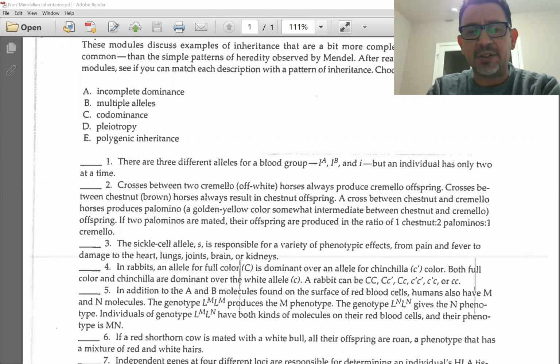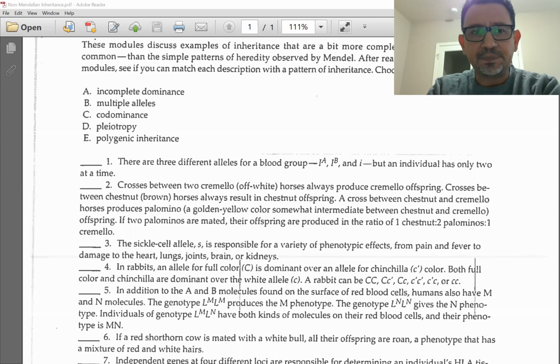Among those patterns of non-Mendelian inheritance, we can cite incomplete dominance, multiple alleles, codominance, pleiotropy, and polygenic inheritance. So what I want you to do is this. I want you to find your worksheet, pull it out, and attempt to solve it the best you can before you continue watching this video. So pause this, answer the worksheet, and then you can compare the answers you obtained to the ones that I'm suggesting here.